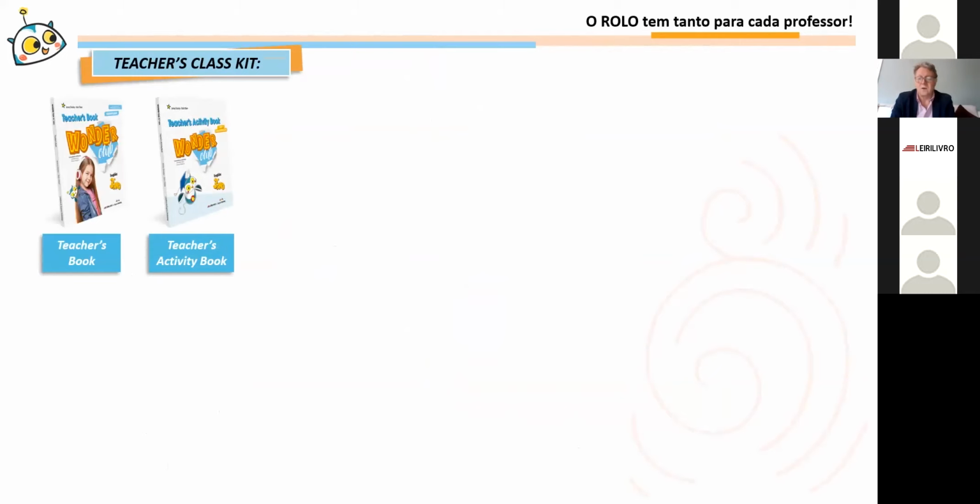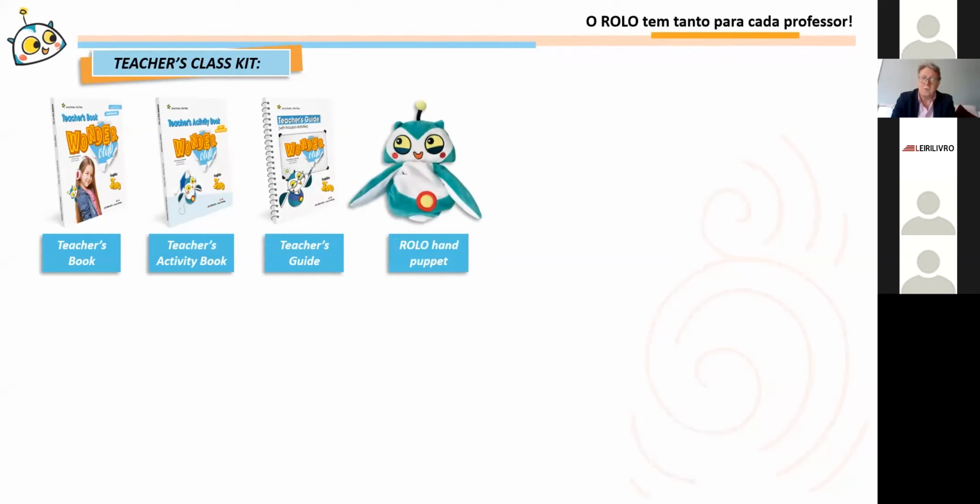So let's just consider what components you have as a teacher, and there are many. So you have a teacher's book, and you have a teacher's activity book for the activity book. You also have a teacher's guide. I'll be explaining the difference between these three, but it's important to understand that there are three different things and that you will use them in various ways. Maybe one in class, maybe have one at home, so you don't have to take it to school. But we'll look at that in more detail in a minute.